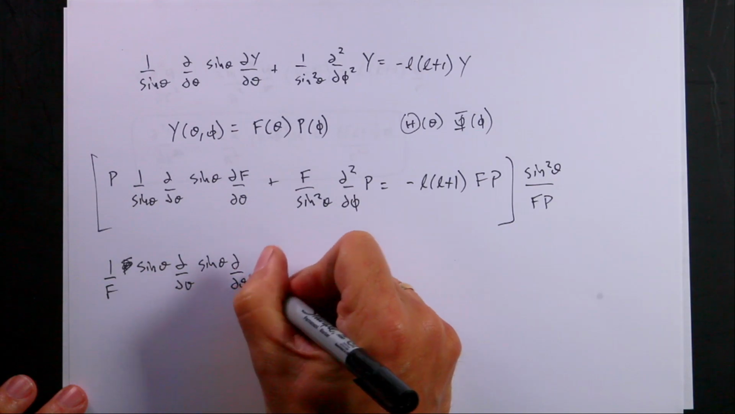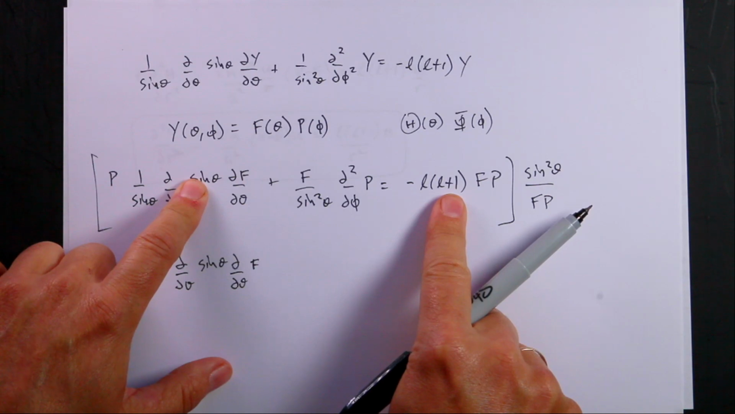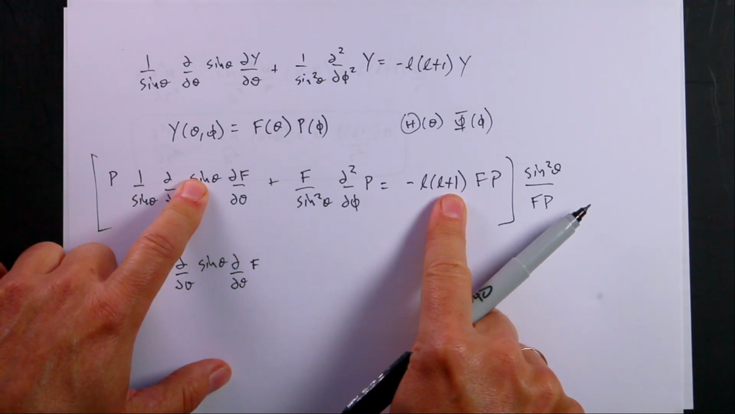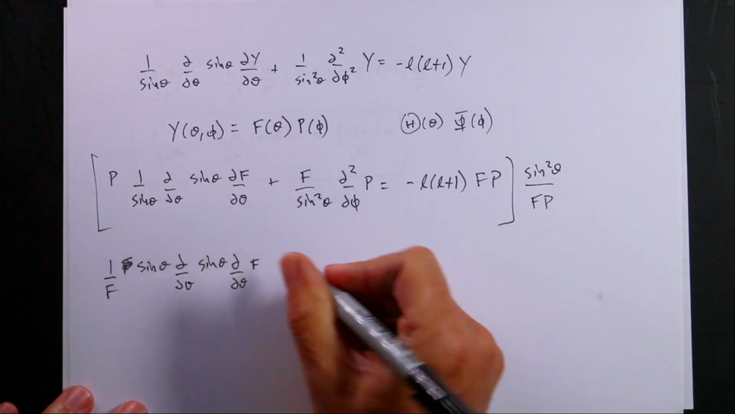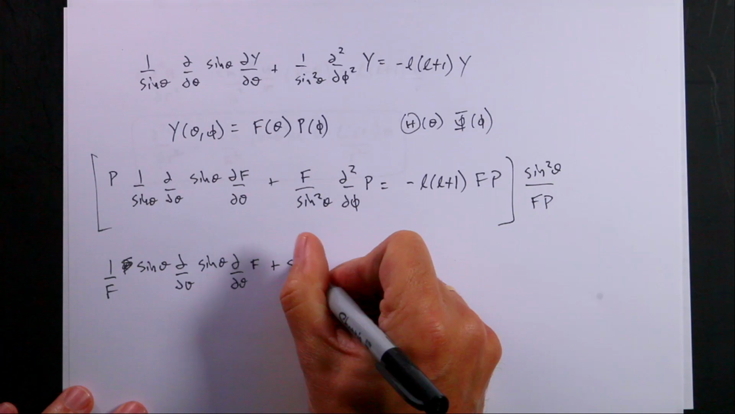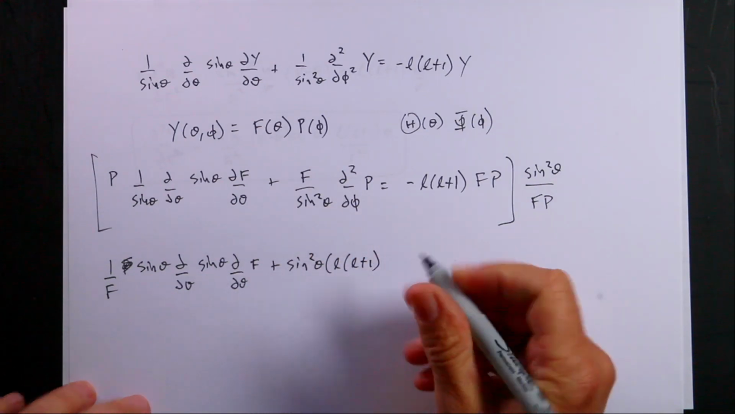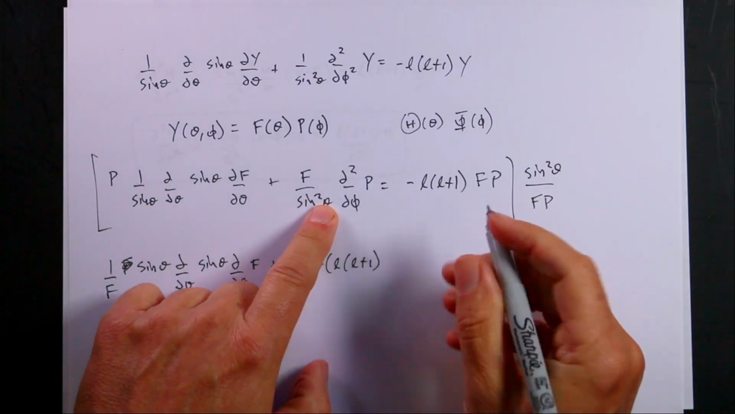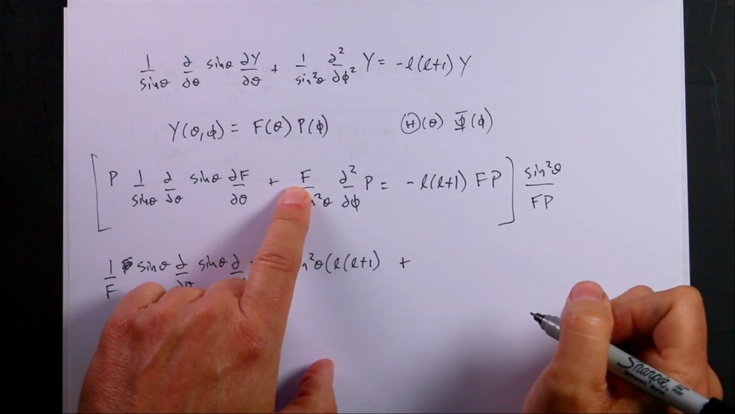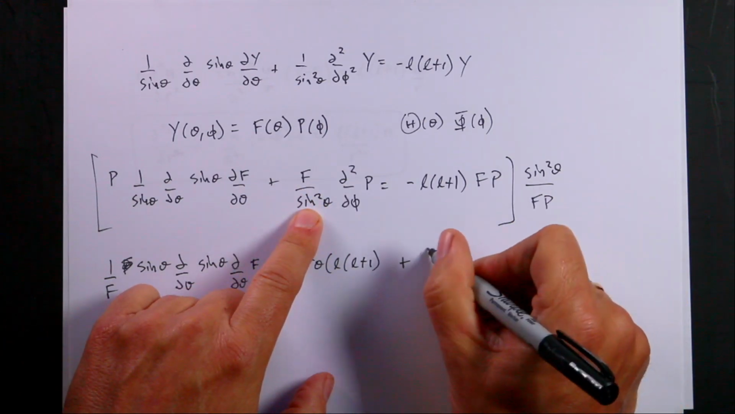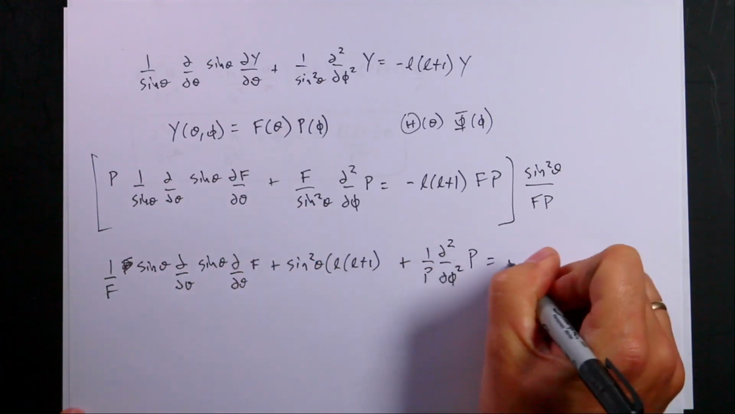Partial with respect to theta f. Now this term I also multiplied by a sine squared theta over fp. The fp's cancel, but the sine squared doesn't. So I'm going to add this to both sides and include it with this term. So I'm going to say plus sine squared theta L times L plus 1. And then this term is just going to be plus, the f is going to cancel, the sine squared is going to cancel, 1 over p, the second partial with respect to phi of p equals 0.